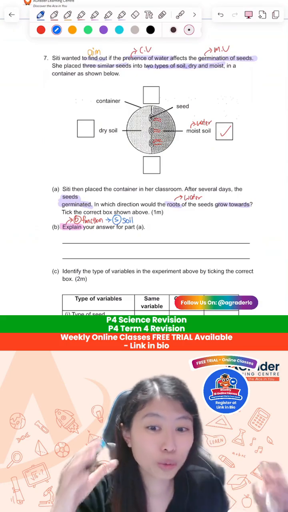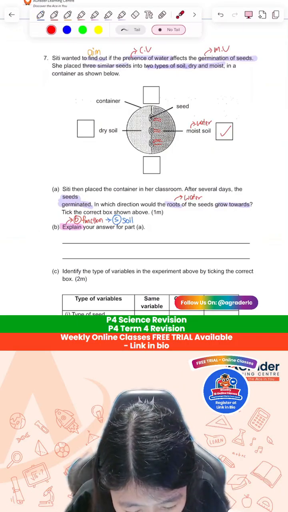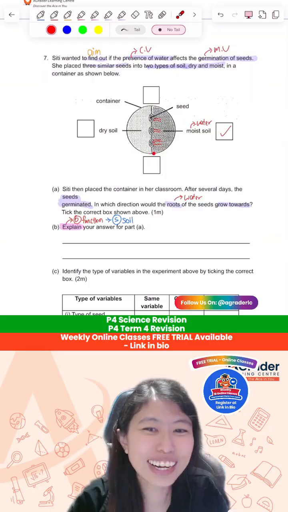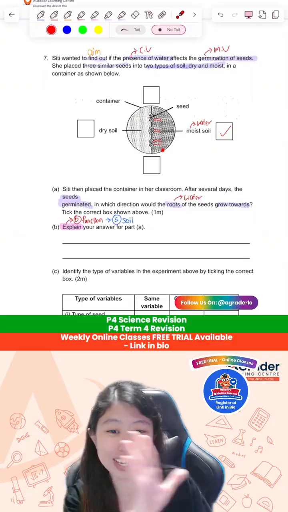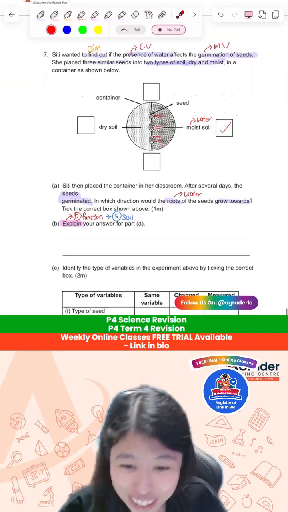No, no, no. We are looking at the top view. Down as in the bottom part of the container, the bottom section of the container. We are doing the top view, not the side view. Side view, go down, means into the soil.